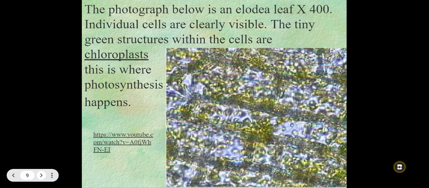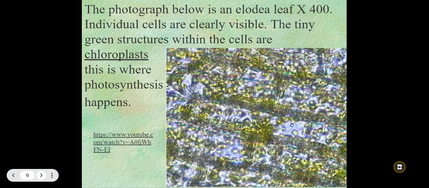The photograph that you actually see here is of an Elodea leaf. Elodea is just a common kind of water plant that produces leaves. It is at 400 power, so it is 400 times bigger than what it would actually look like. So again, there's a YouTube link for you to see it up close.